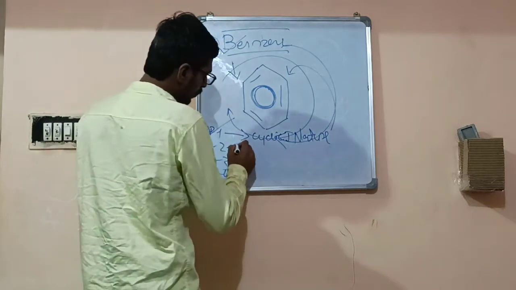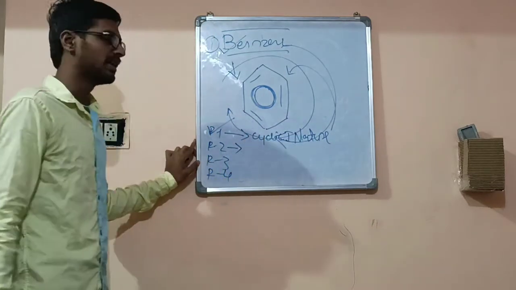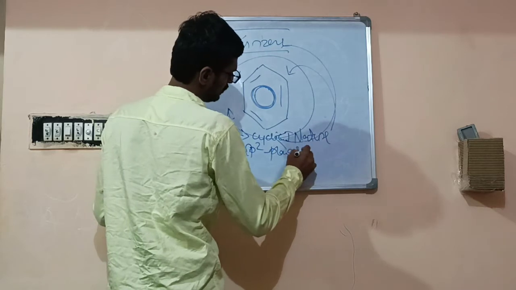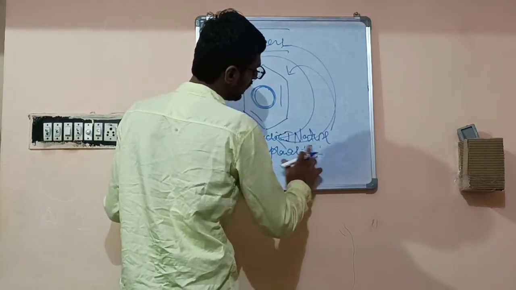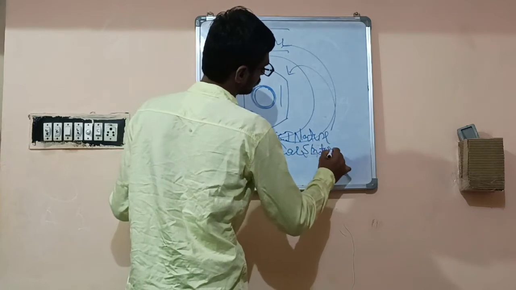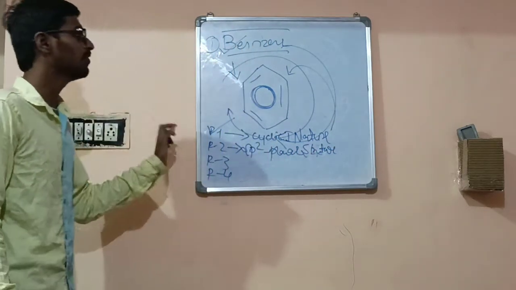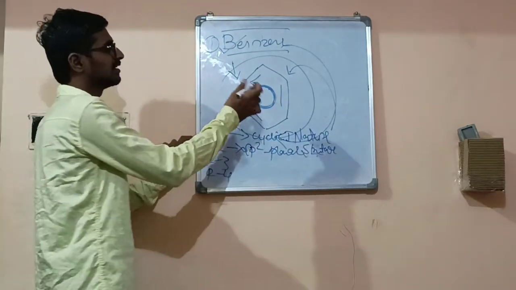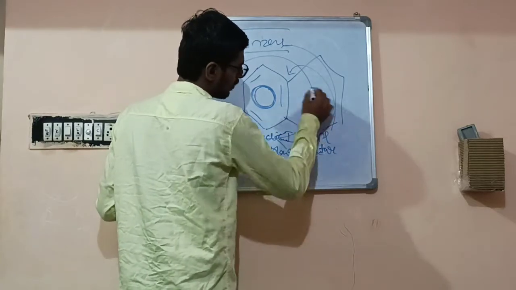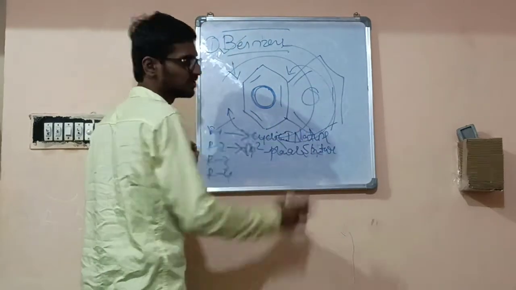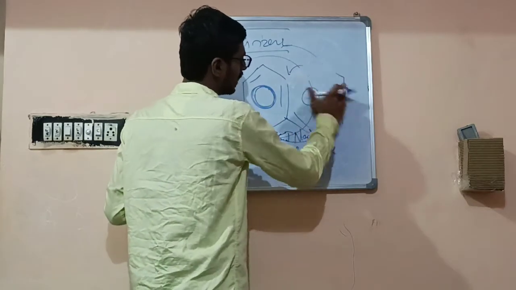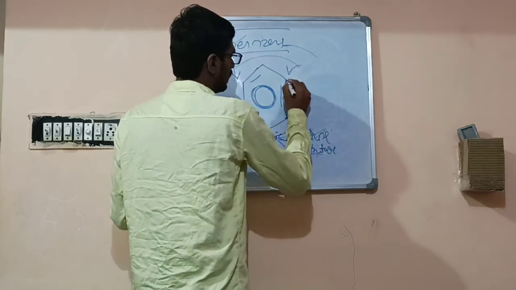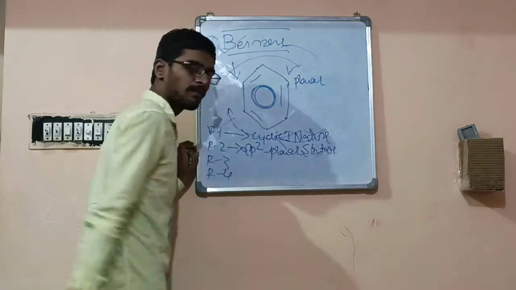Now we'll move on to the next rule, that the compound must exhibit sp2 hybridization and a planar structure. Yes, it is planar in nature. There are no other bonds attached to the benzene; it is a single benzene ring. That's why it has sp2 hybridization with a planar structure.